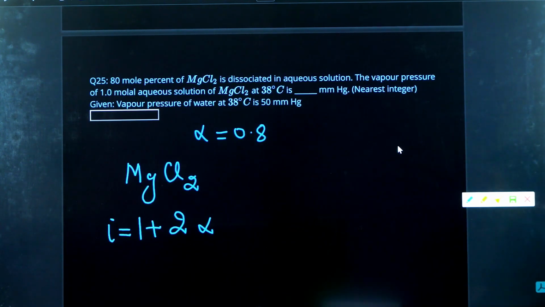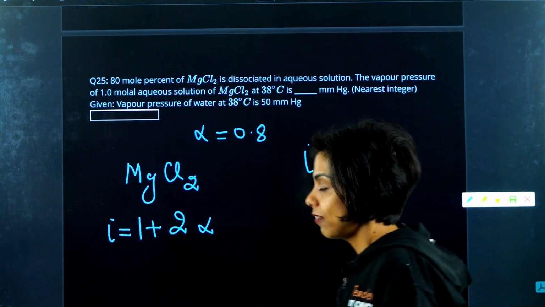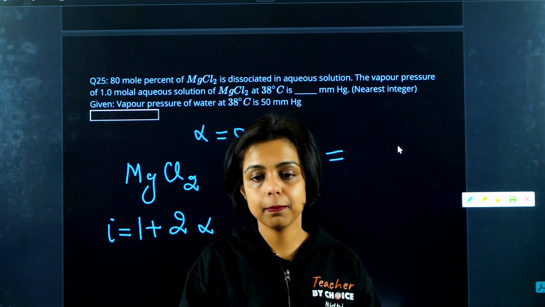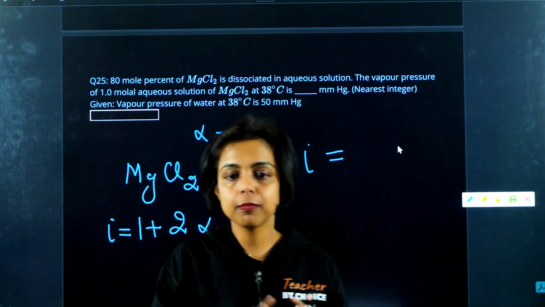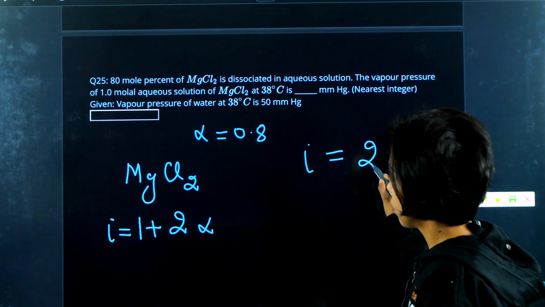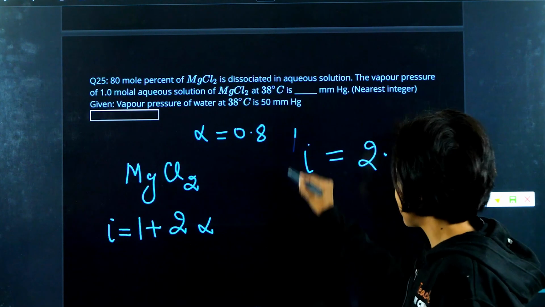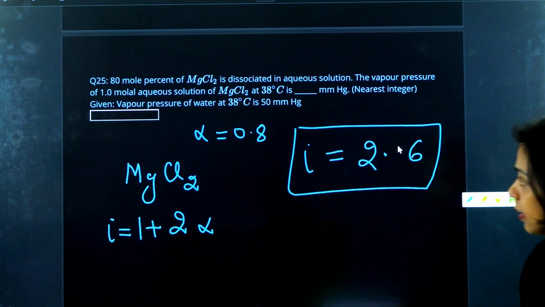Is that correct, guys? Alpha is 0.8 here. You all know alpha is 0.8 here. So the van't Hoff factor i is 1 plus (n minus 1) alpha, and the number of particles is 3. So we get our van't Hoff factor here, as alpha is 0.8, as 2.6. That is your i, right?